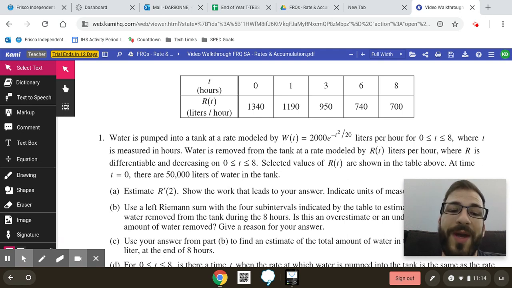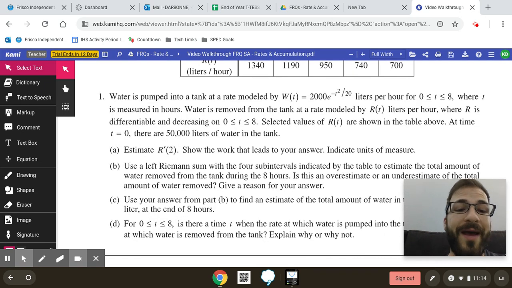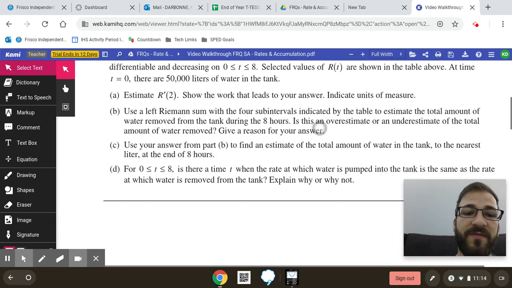W is representing water going in, and they give us a nice easy equation to work with. R is the rate of water going out, and they give us a not so easy, but still not too hard table of values to work with. Both W of T and R of T are rates, so they are that first derivative that they're representing. So let's talk about A. We want to estimate R prime of 2. So we want to estimate the rate of water being removed. Remember, anytime they ask us to estimate the derivative, we want to do that AROC, that average rate of change.